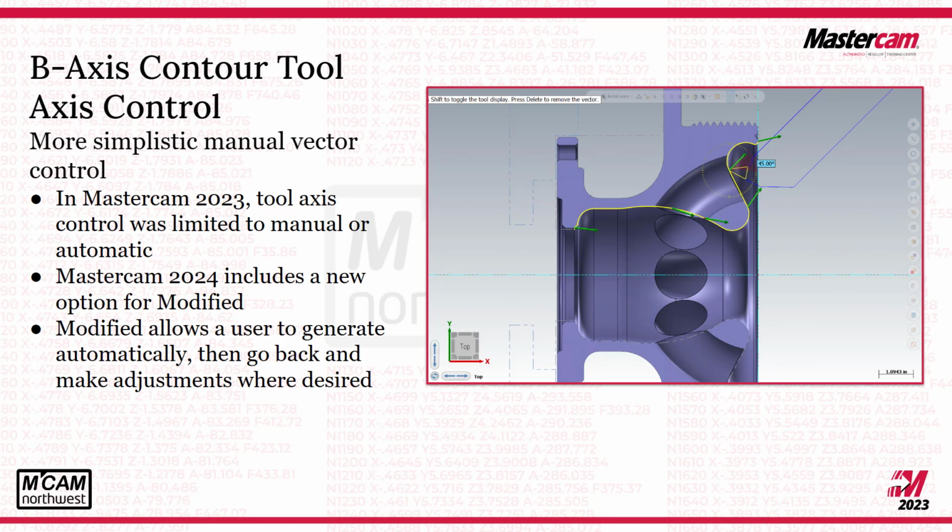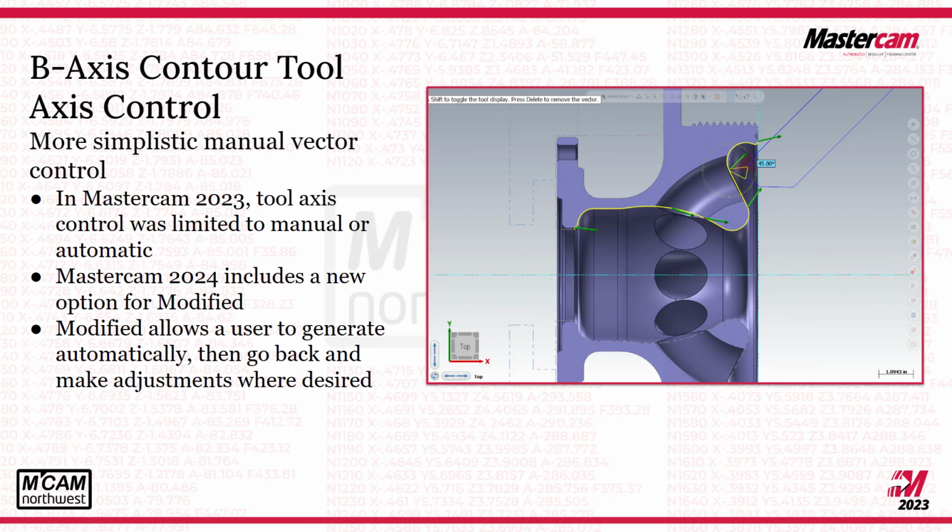So the next thing to talk about is the B-axis contour tool axis control. We have a new tool axis control strategy for B-axis contour. In Mastercam 2023, when this was introduced, we had two options. You could either do manual or automatic. Manual would require that you actually build tool vectors out of wireframe that intersected with the profile that you are chaining. Using automatic would basically just cut it to the best of its ability while preventing any tool collisions.